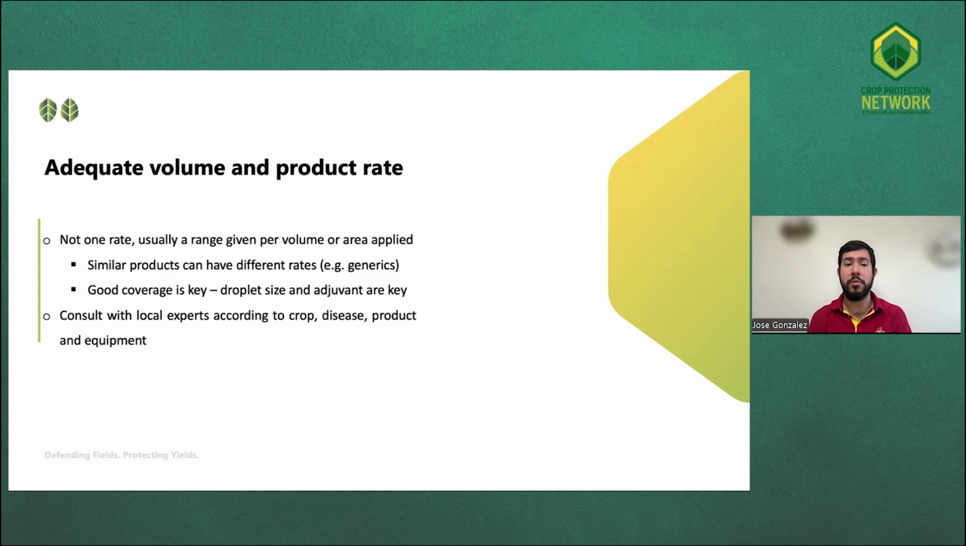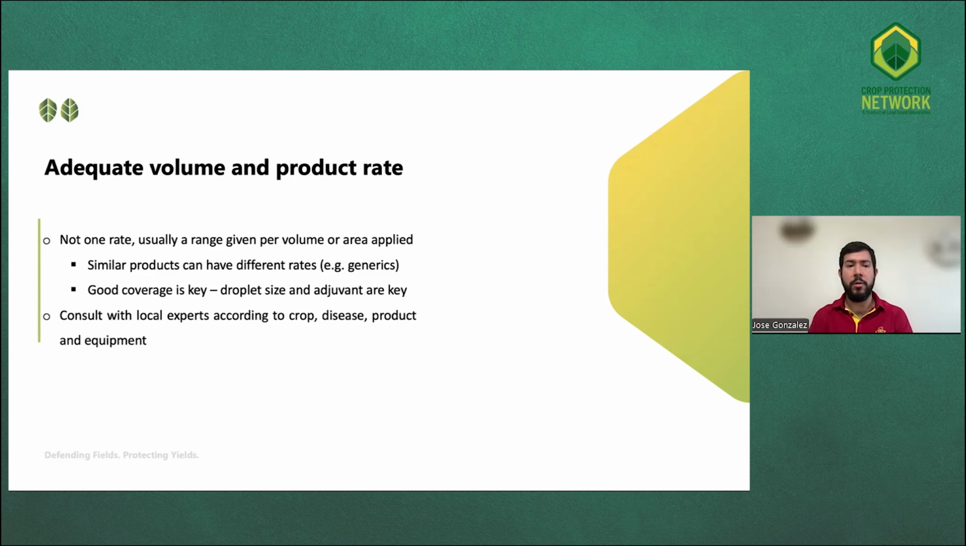For good coverage, we should think about appropriate droplet size and using an adjuvant to promote the best coverage that we can when doing an application of a fungicide. So there are several moving parts here.